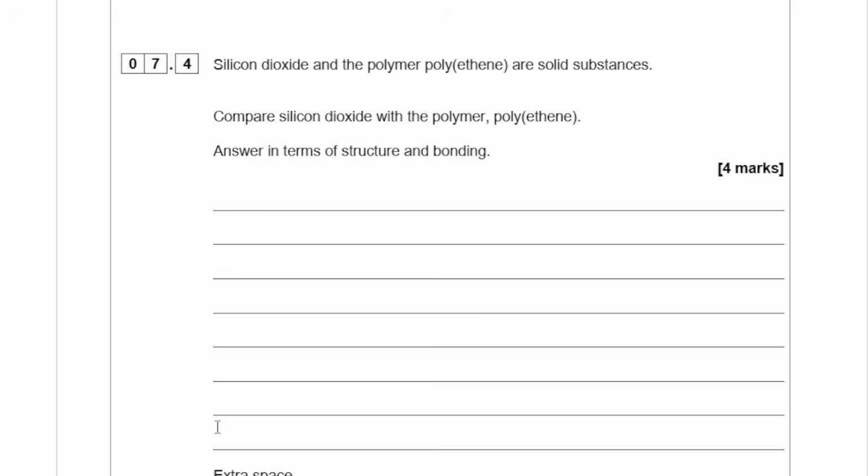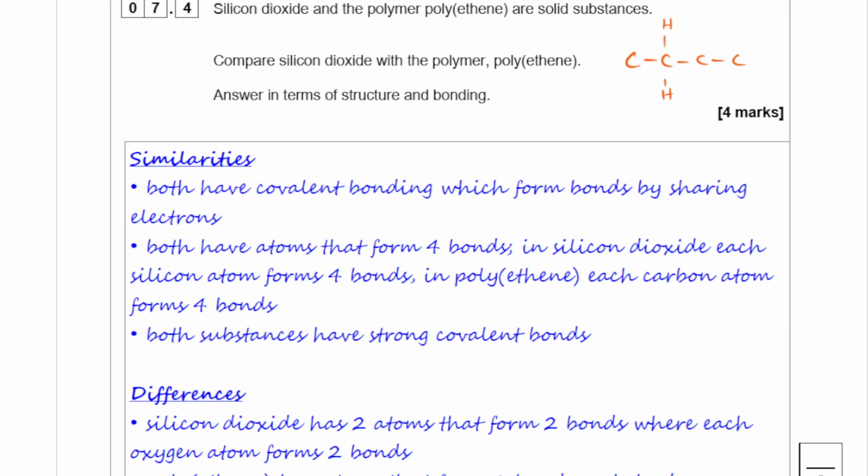In polythene, it has a carbon-carbon chain with each carbon linked to another carbon by a covalent bond, sharing a pair of electrons, and each carbon is linked to 2 other carbons on both sides. So if I was to draw polythene, it will be like this. And it also has 2 covalent bonds with a hydrogen atom as well. So let me type up the answer. So here's a model answer.